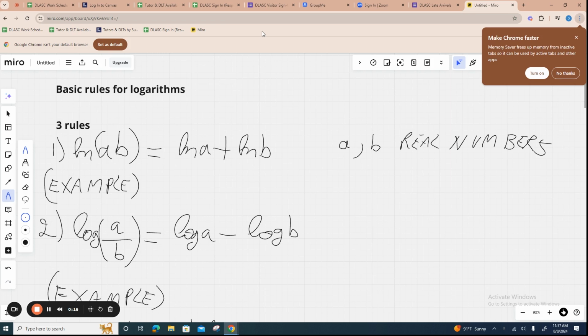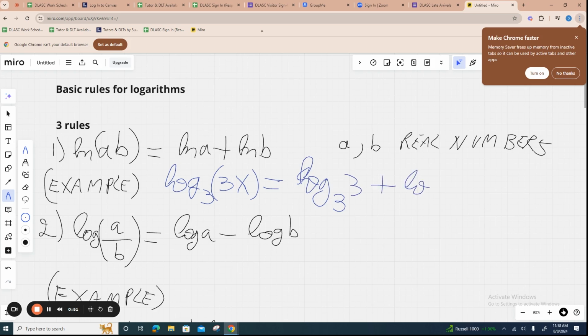So the 3 rules we're going to go through are: ln of a times b is ln of a plus ln of b, where a and b are real numbers. The example we're going to use is a log base 3. So log base 3 of 3x, that's 3 times x, and we're interested in finding x. So that is going to be log base 3 of 3 plus log base 3 of x.